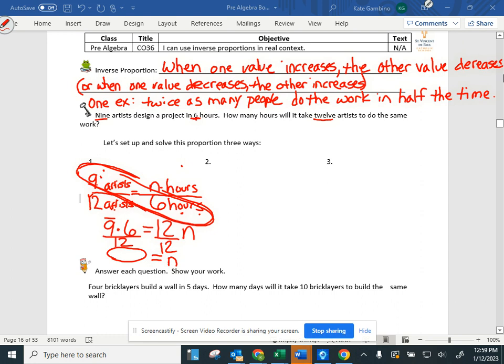What did we get for an answer? Priya? 4.5. So it's going to take 4.5 hours. Does that logically make sense? Yeah. You can say 4 hours and 30 minutes. That's the same as 4.5 hours. We know it logically makes sense because artists went up, so our hours goes down. So it's going to be smaller than 6. Evelyn.